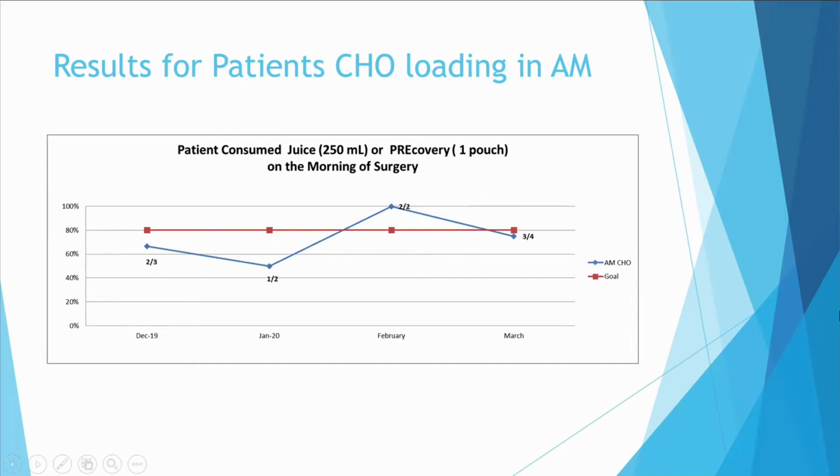Here's a quick run chart from December to March with the carbohydrate loading compliance. The red line is the 80% goal here. So in December, 2 out of the 3 patients carbohydrate loaded. February was a good month with 2 out of 2 patients, and so on and so forth.